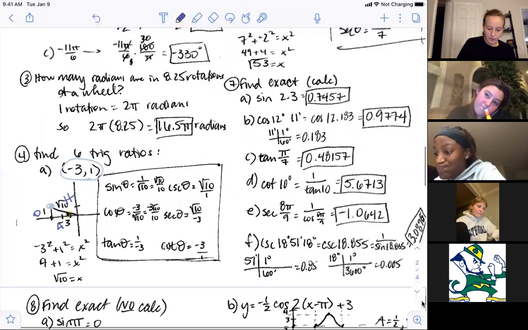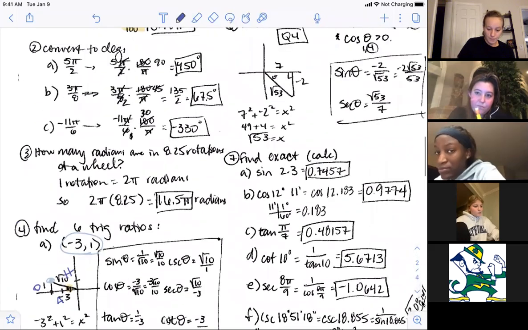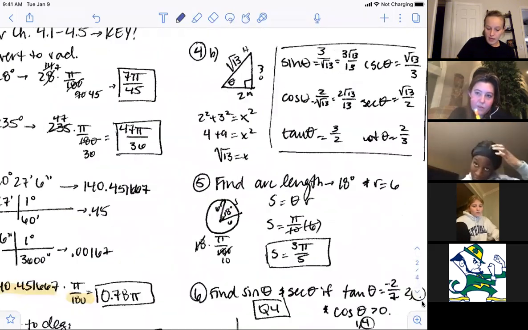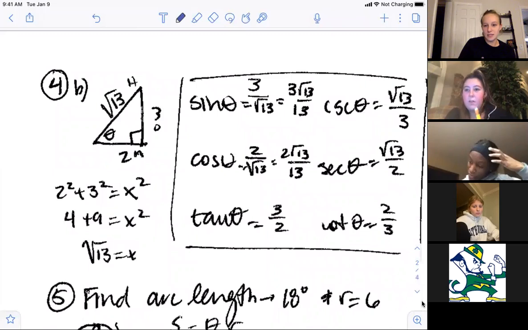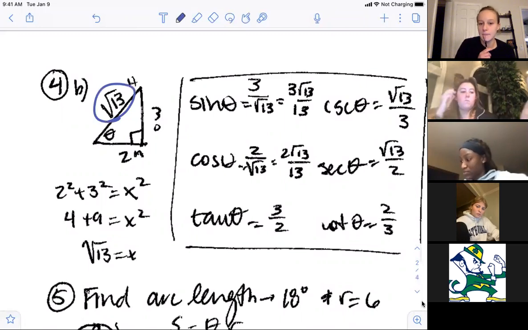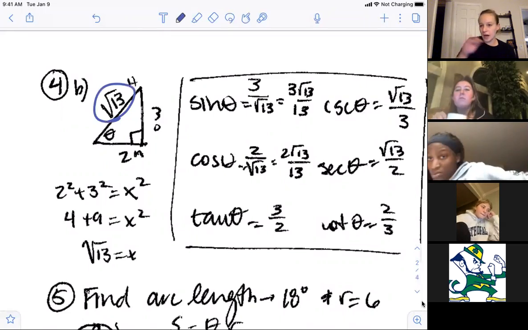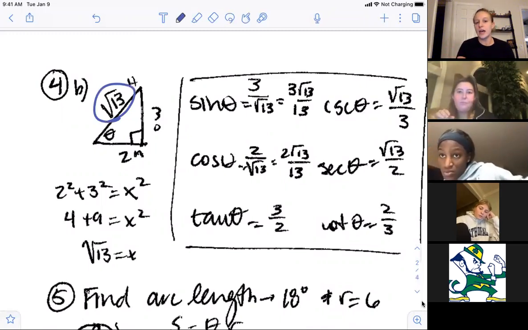All right, similarly for letter B, it's the same idea, but I actually drew the triangle for you. So for 4B, it was already drawn for you, so it was a simpler problem, I think. You just had to find the hypotenuse, and then we just had to find all the trig functions. And this one was not on a coordinate plane like the other one was, so all of my trig functions were positive. On the other one, you had to see what the sides were, if it was negative or if it was positive, so you had to be careful there.